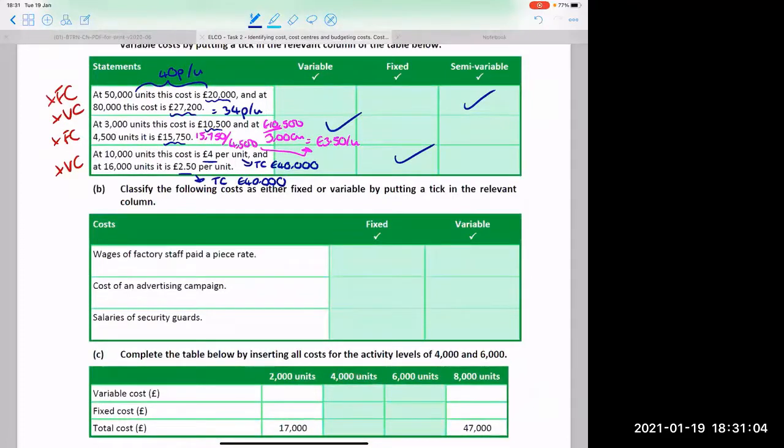So very repetitive in that part A there. Certainly something like that is what you'd be expecting in your exam. Once you've practiced a few of them, you get the hang of it and hopefully it shouldn't be too time consuming.